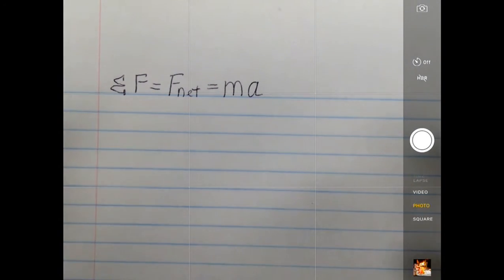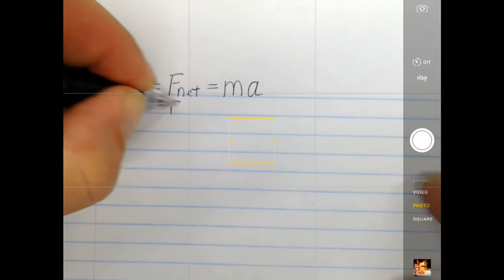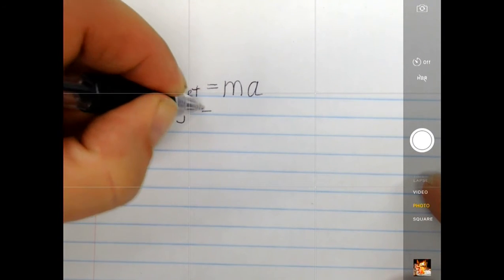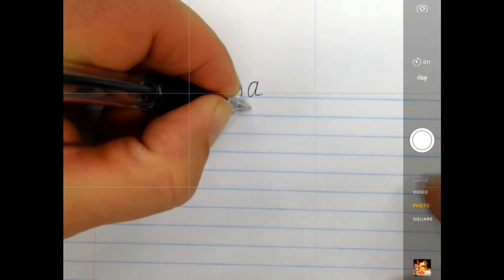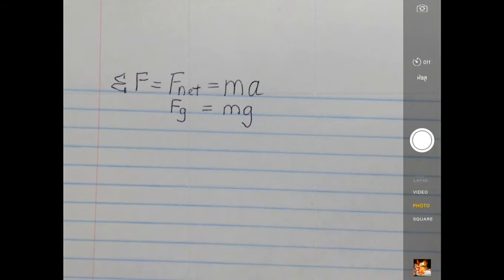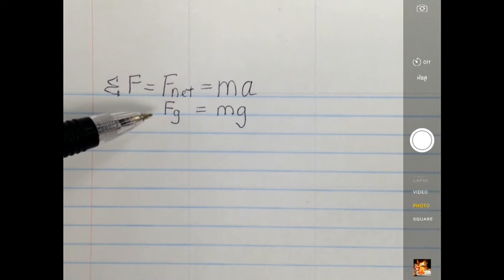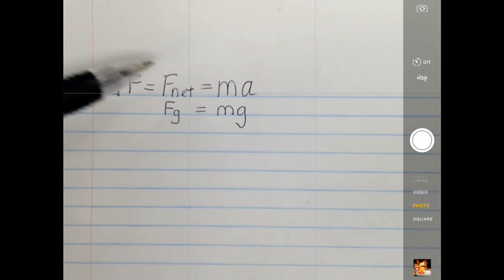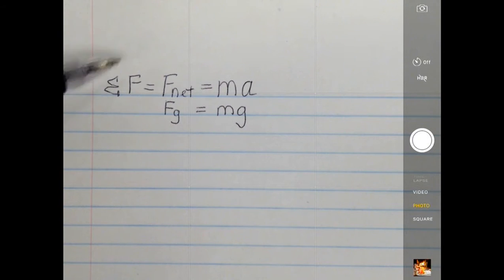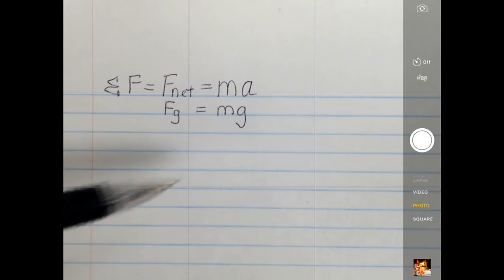By the way, for the force of gravity, the weight of an object, that's equal to the mass of the object times its acceleration due to gravity. So really, it's a subset of Newton's second law. Newton's second law says you add all the forces together. This net force is m times a. Force of gravity, the weight of an object, is m times the acceleration due to Earth's gravity.